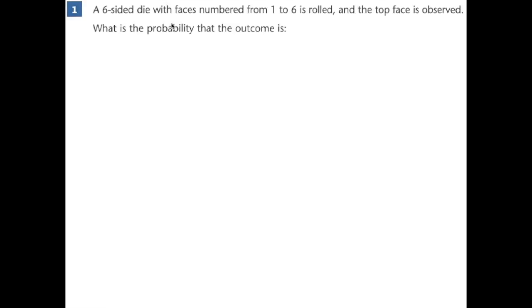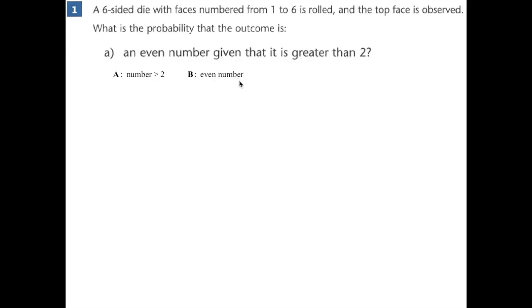Question number 1. A six-sided die with faces numbered 1 to 6 is rolled, and the top face is observed. What is the probability that the outcome is A, an even number given that it is greater than 2? A is a number greater than 2, and B is an even number, B given A. Saying an even number given that it is greater than 2. A is a number greater than 2 is 3, 4, 5, 6 on a die. An even number is 2, 4, 6.